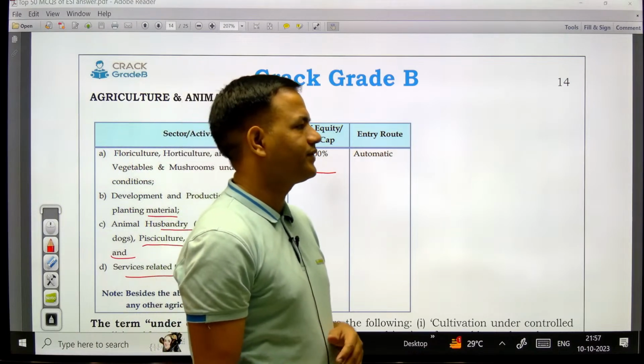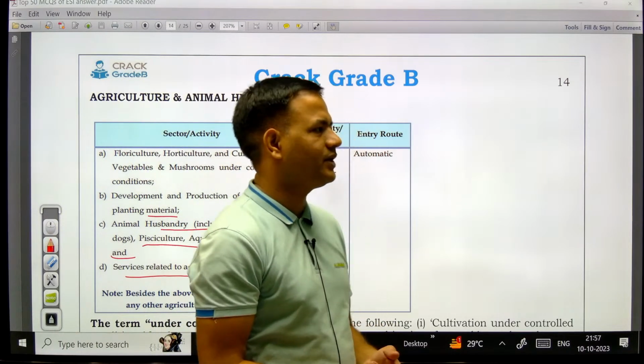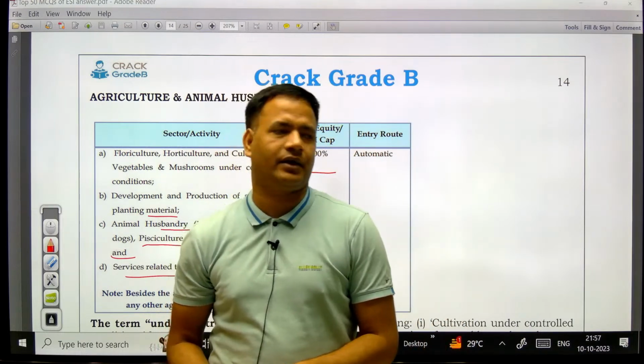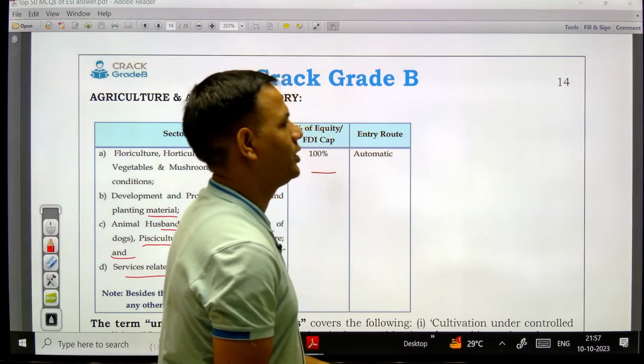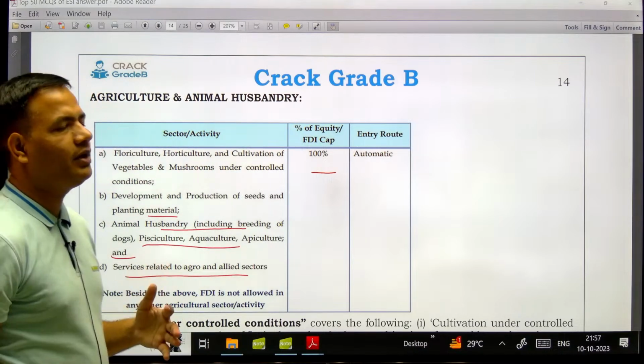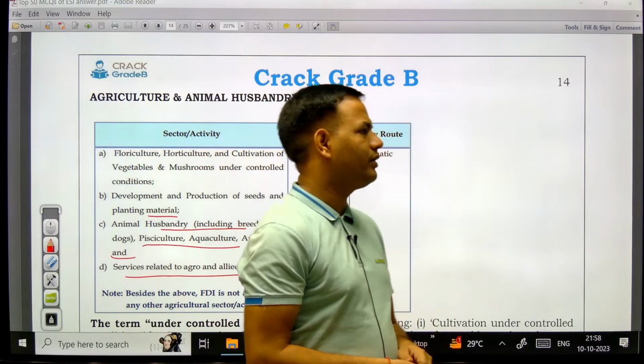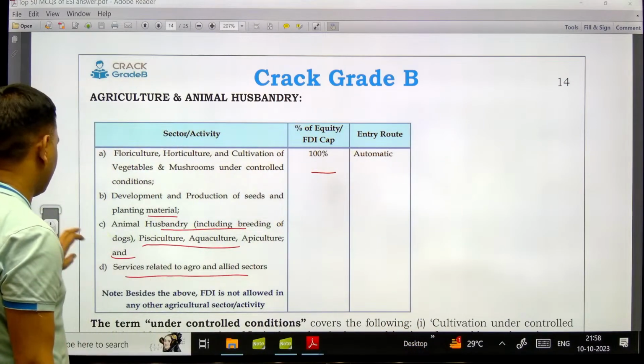Under the food processing sector, what is the percent of FDI allowed? Any guess? That is also an important fact. What is the percentage FDI allowed in the food processing sector? Yes, it is 100%.